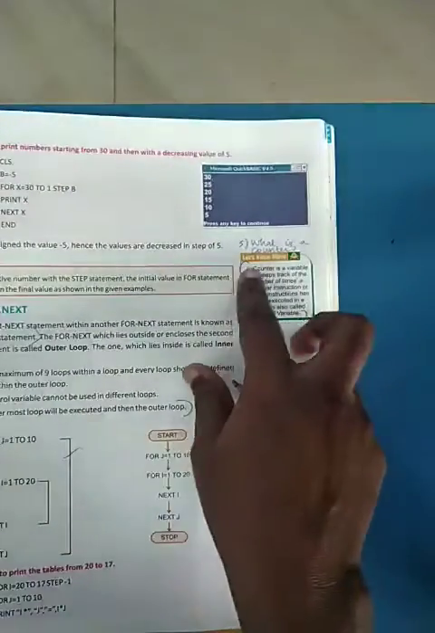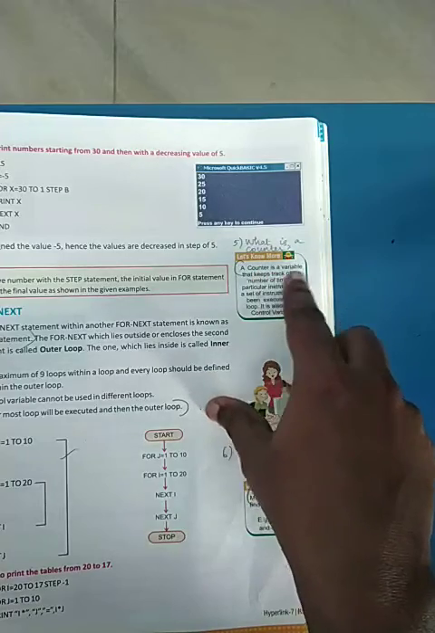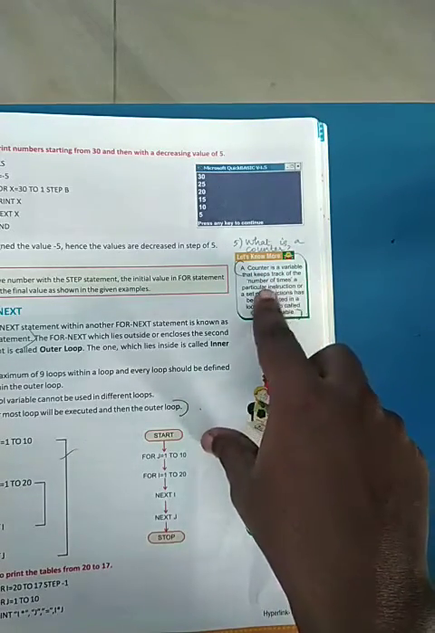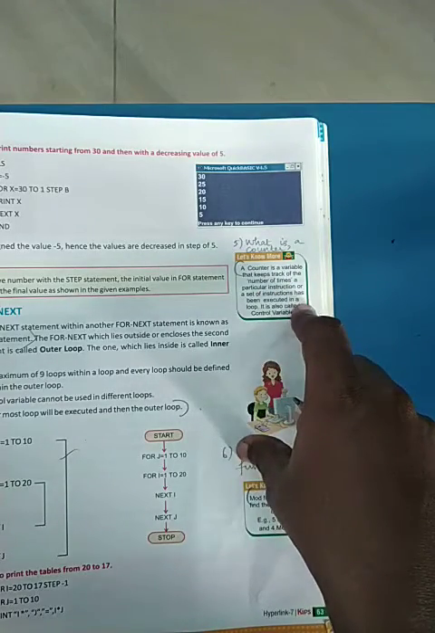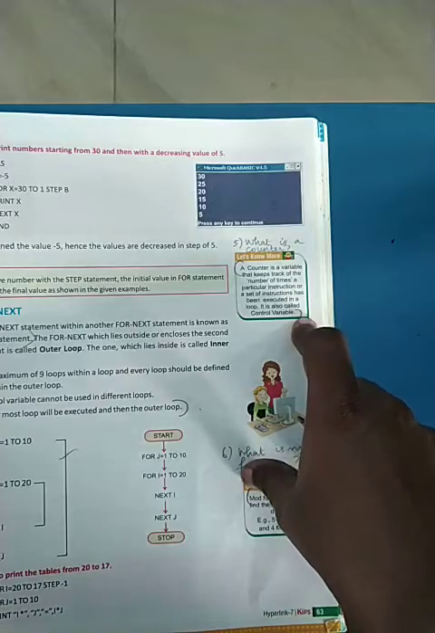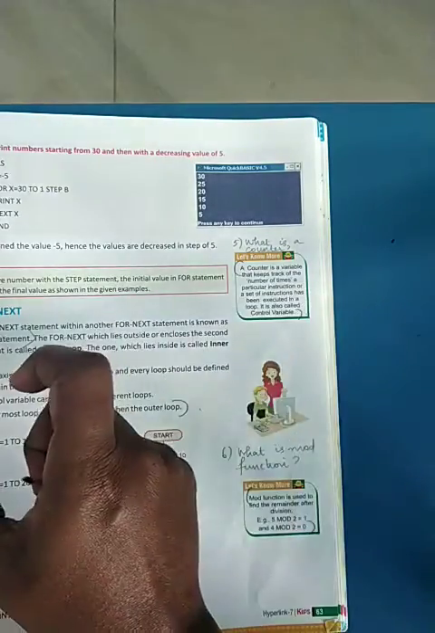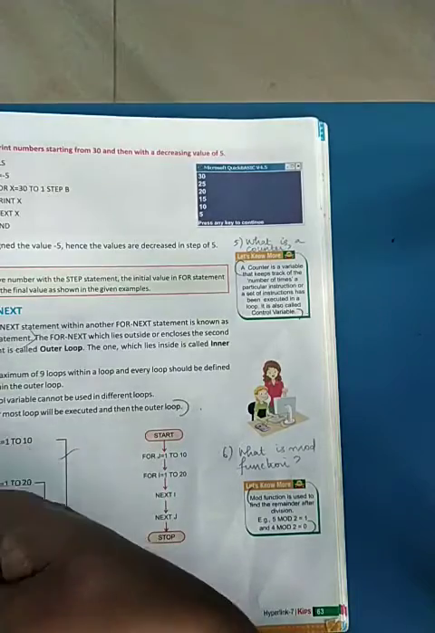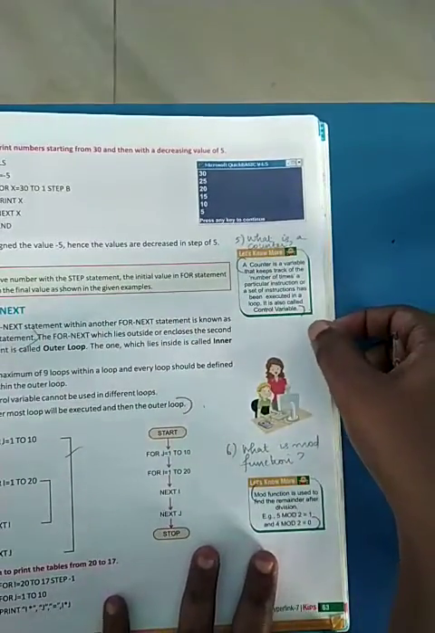Now coming to the fifth question. What is a counter? A counter is a variable that keeps track of the number of times the instruction is performed, or it has been executed. And this is also called as control variable. So control variable is nothing but the number of times, that is the counter. So it will be keeping the track of how many times the loop is being executed.